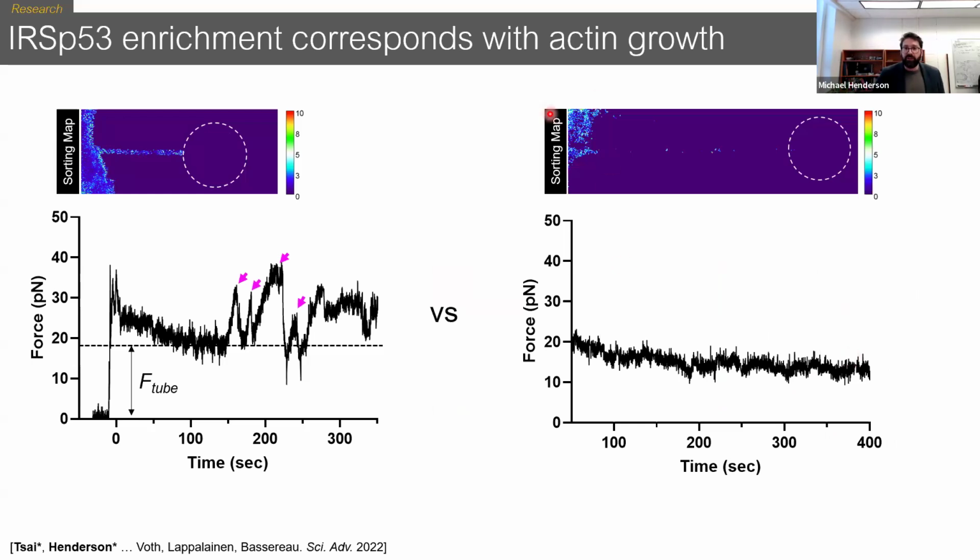What's contrary, though, is if we look at the tubes that lack IRSP53 enrichment, so where we pulled these tubes on the rear end of the cell, all we measure is a static plateau, the force necessary to hold this tube. We actually don't see any actin within these tubes. So it's indicative that when you don't have IRSP53 present, you're also not recruiting the actin machinery within the tube to generate a functional protrusion.